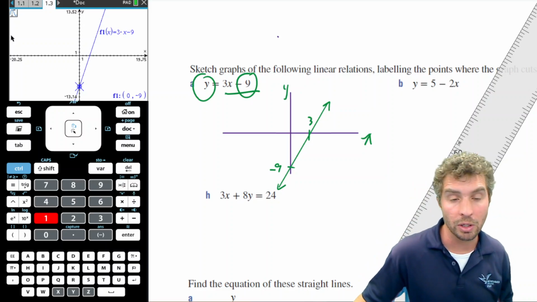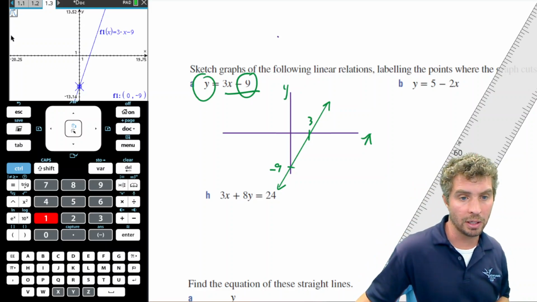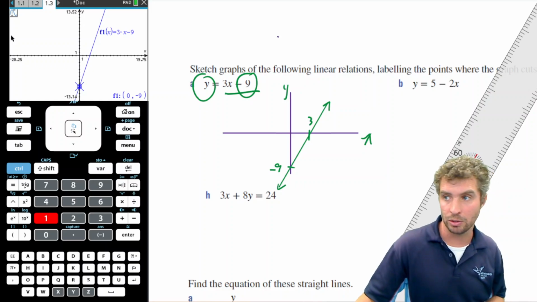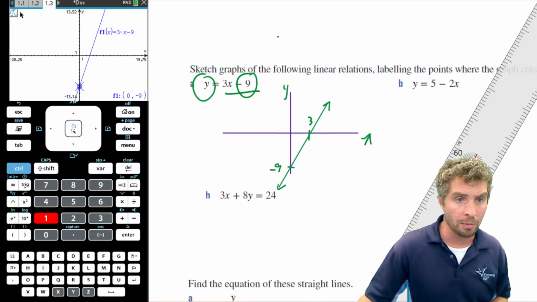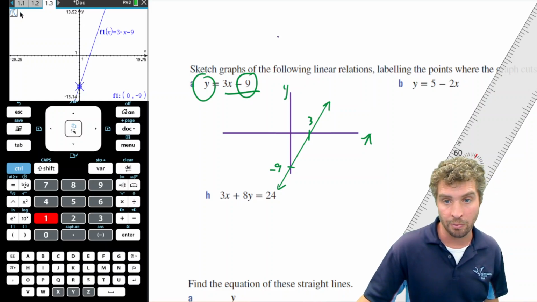Probably could have done that without the calculator, but this is how to use the calculator to look at what you want to look at and find the points and so forth. The part B here, 5 minus 2x, we can add that.